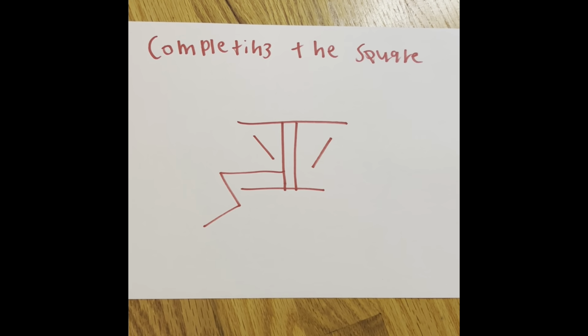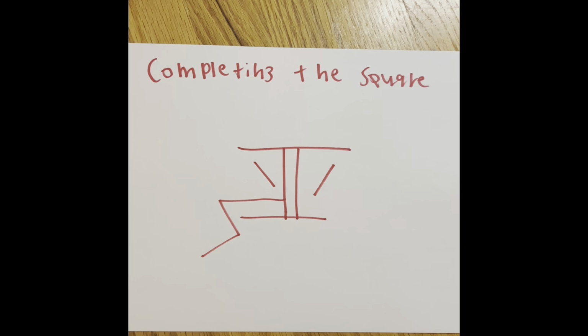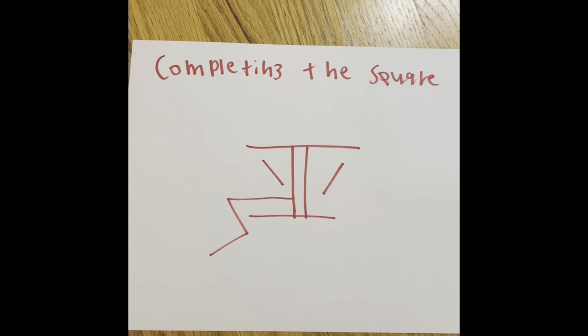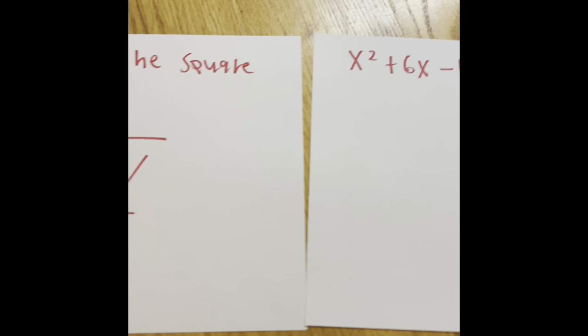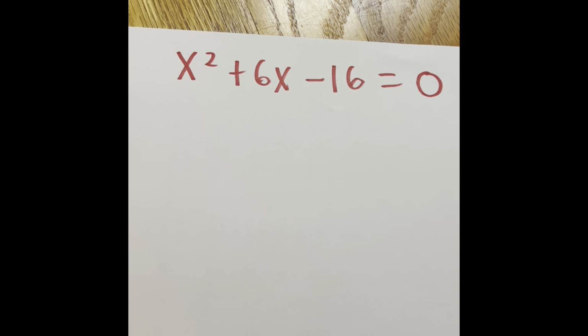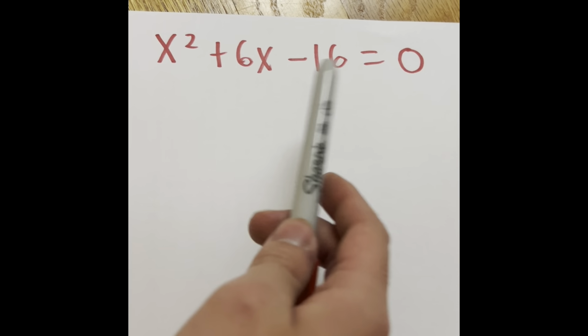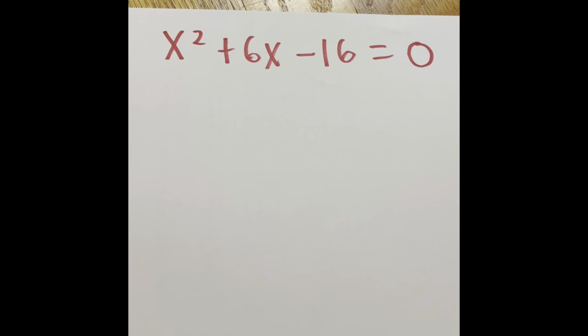Hey, so here lies Math Industry, and we are going to take a look at completing the square. So what we're going to try and do is solve this problem. We have x squared plus 6x minus 16 equals 0.